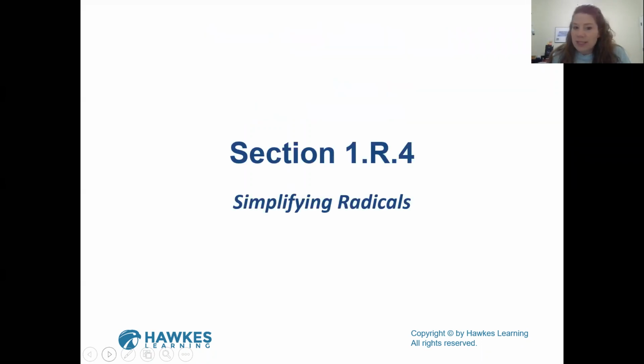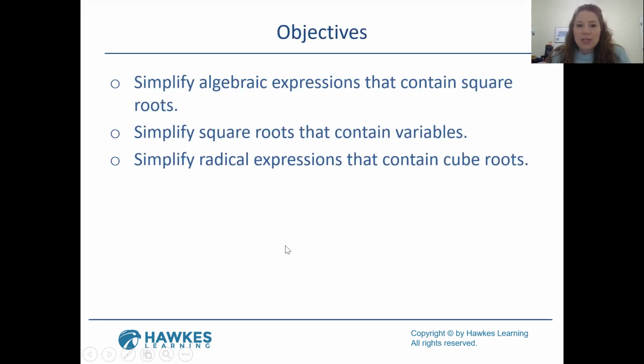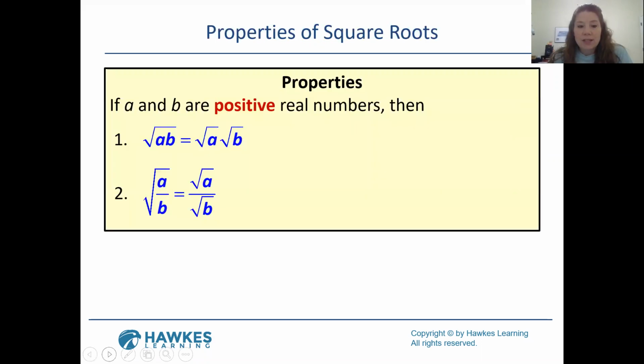So we are going to be simplifying radicals today. We're going to simplify algebraic expressions that contain square roots, simplify square roots that contain variables, and simplify radical expressions that contain cube roots. So we're going to be able to divide up anything under a radical.